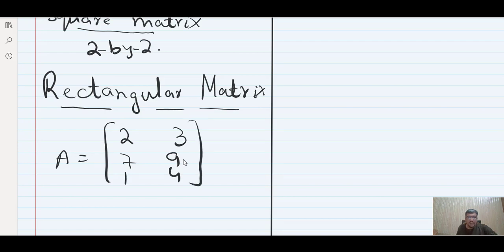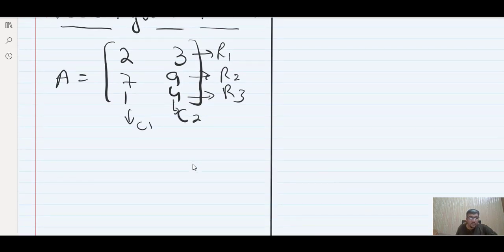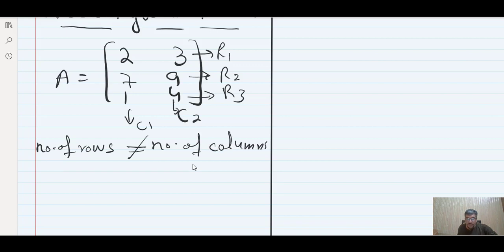How many rows are there? Row 1, row 2, and row 3. And how many columns? Two columns are there, C1 and C2. So you can see the number of rows is not equal to the number of columns. So it will be known as your rectangular matrix.